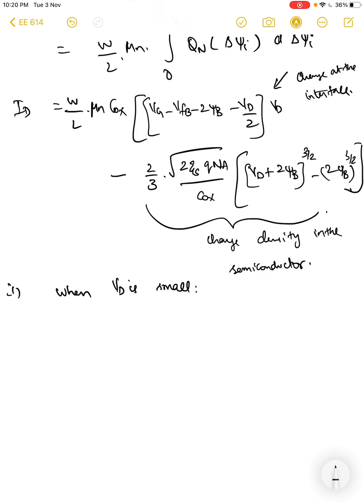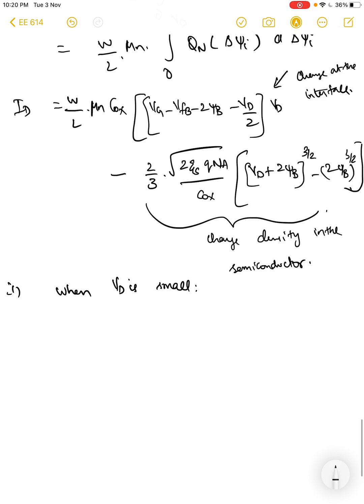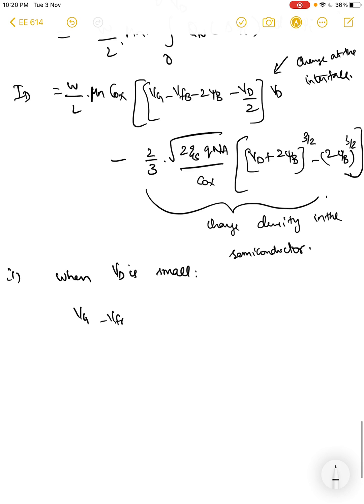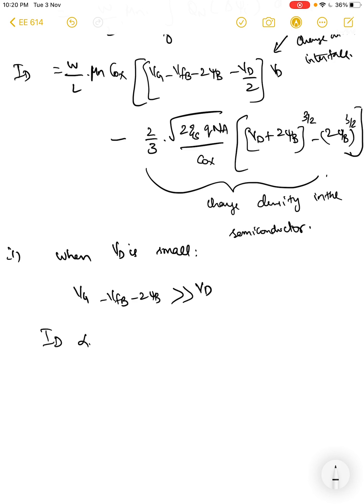Right? When Vd is very small, you can see that in these two expressions, Vg minus Vfb minus 2 psi b is greater than Vd, and hence it can be much greater than Vd. So basically you will have a region which is linear in Vd. So your current will now be proportional to some constant times Vd, because if Vd is small, the second term will also vanish, since Vd plus 2 psi b is almost close to 2 psi b. The first term, the multiplicand, is mostly dependent upon Vg, and hence you'll have a linear relationship with the drain current. So this is what is called the constant linear current regime.